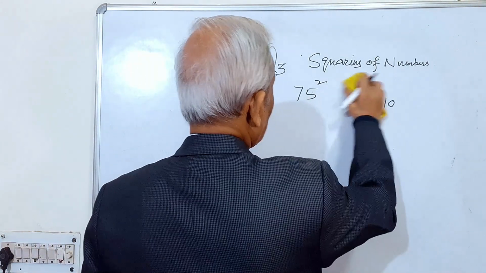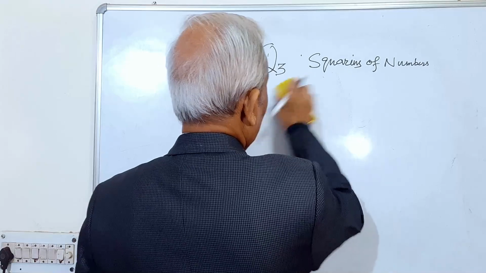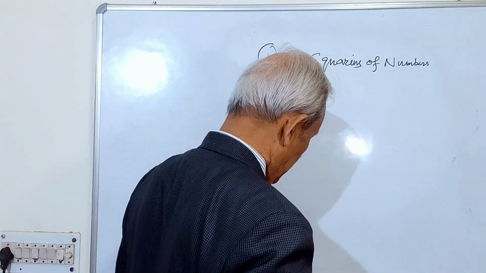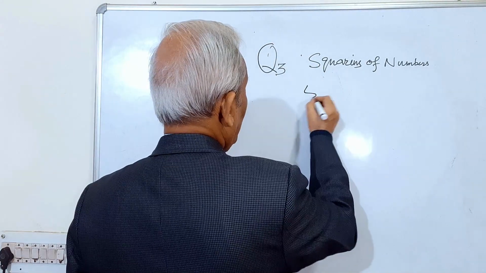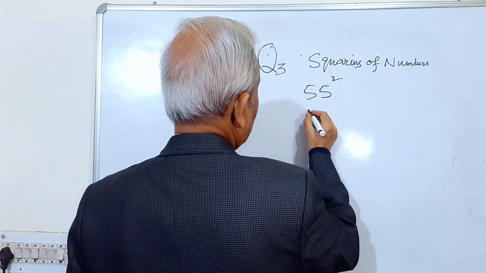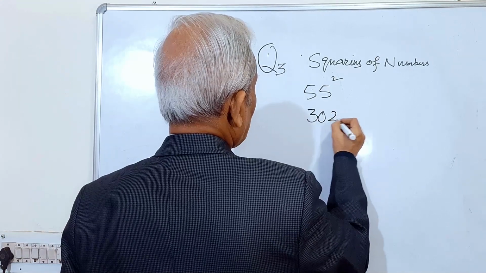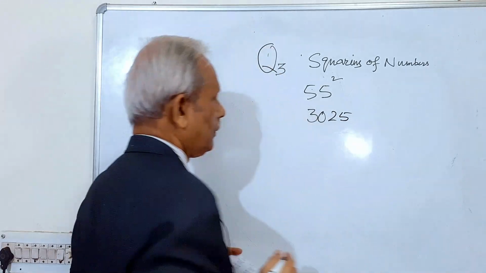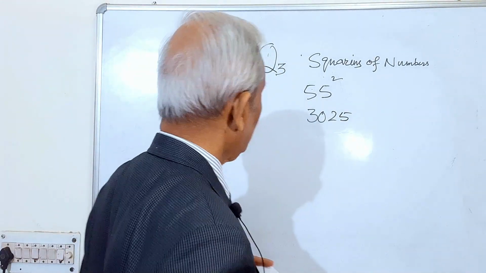So let us do the next question. Next question is 55 square. I'll do it fast. 55 square, 5 into 6 is 30, and 5 square is 25, 3025. That's all. There's nothing to think about.